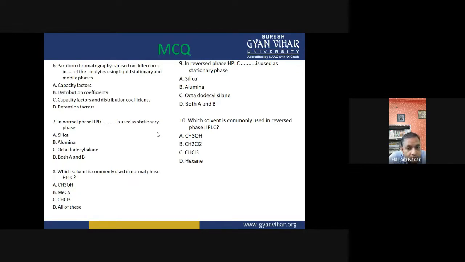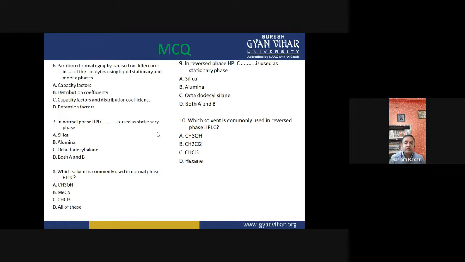Now the next question: in reverse phase HPLC, the blank is used as stationary phase. In reverse phase HPLC, the stationary phase used is non-polar, and the non-polar stationary phase is actually octadecyl silane, not silica and alumina. So in question number 9, the correct option would be C, octadecyl silane, because it contains C18, the 18-carbon hydrocarbon chain that is non-polar.